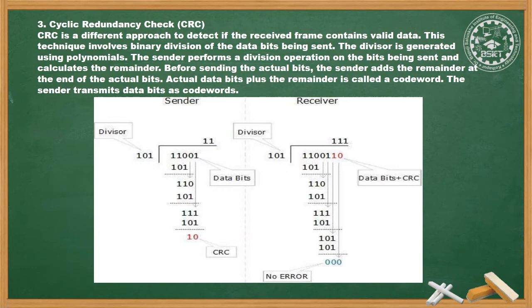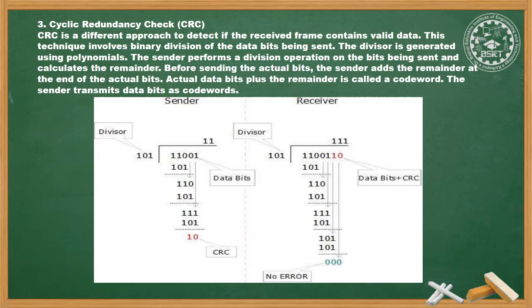CRC, cyclic redundancy check. CRC is a different approach to detect if the received frame contains valid data. This technique involves binary division of the data bits being sent. The divisor is generated using polynomials. The sender performs a division operation on the bits being sent and calculates the remainder.